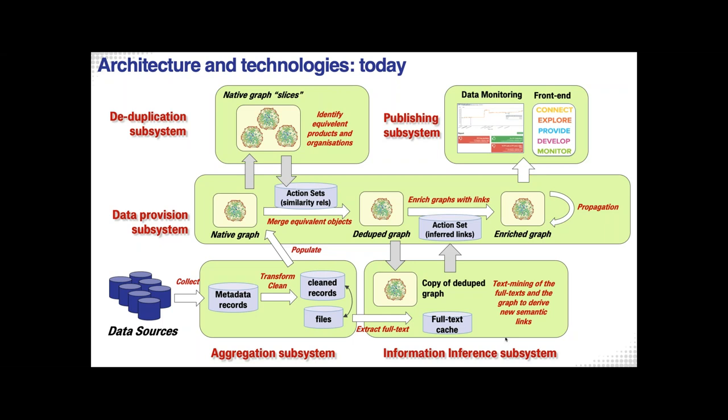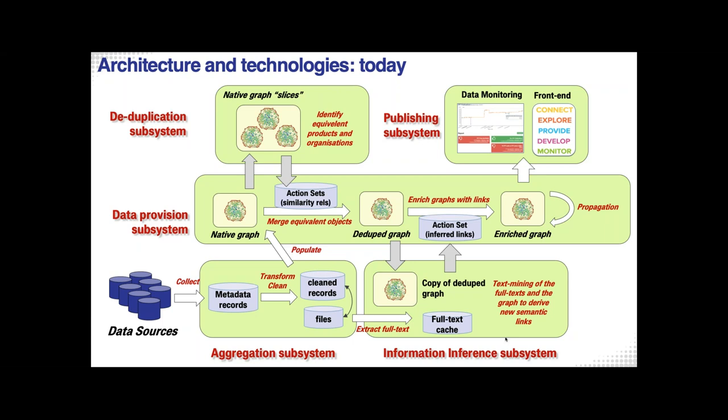Once we finalize the graph, so we build the enriched version, then we publish it. And we publish it via different backends. These backends range from linked open data to a full text index to dumps to OAI PMH endpoint. The index is then, of course, serving our applications, which are Connect, Explore, Monitor, etc., and can be used, of course, by others to build their own applications and services.